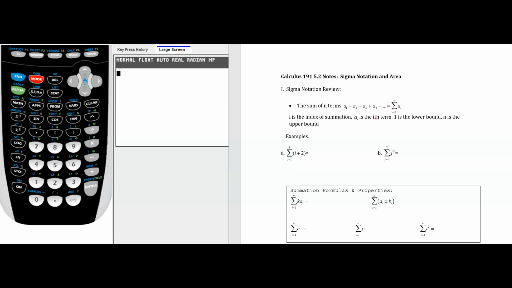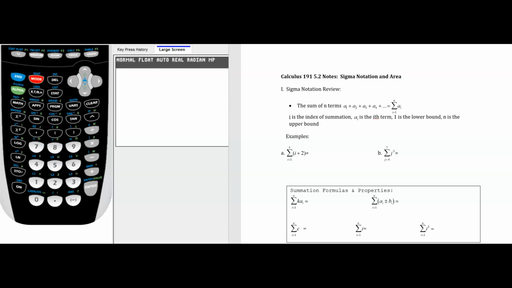Okay, so welcome to section 5.2. Now, this section takes quite a bit of a turn from what we were just doing. So we're not going to be working on any antiderivatives in this section, and we're actually going to be talking about the concept of area, which might seem completely unrelated.